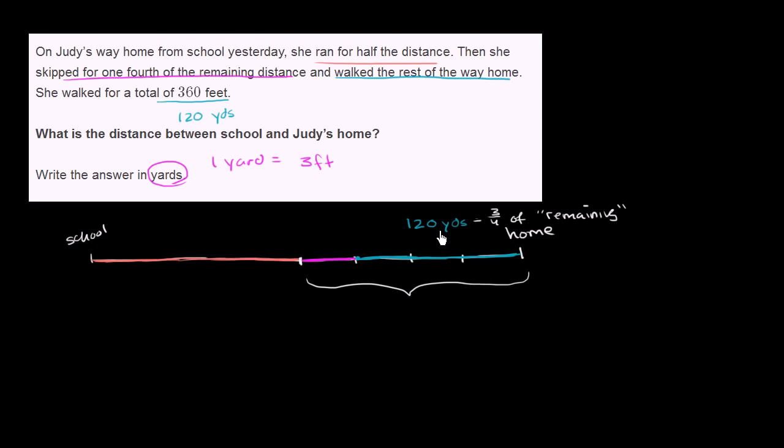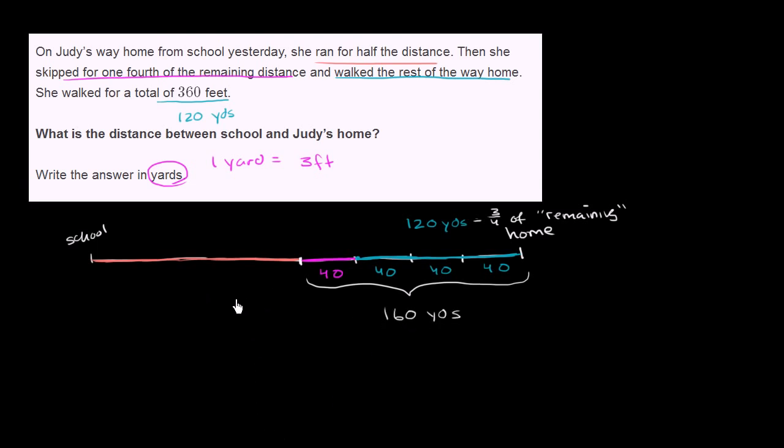1/3 of 120 is 40. So this distance right over here is 40. This is 40. This is 40. Notice 40 plus 40 plus 40 is 120. And this right over here is also going to be 40. These are all in terms of yards. So the remaining distance is going to be 40 times 4, or 160 yards.